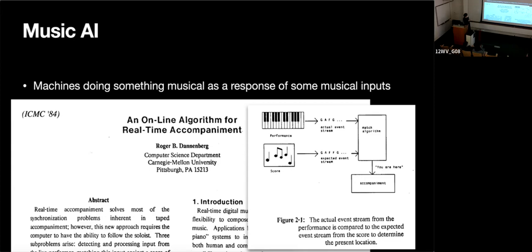It's a machine that does something musical, which is providing the accompaniment as a response to some musical input by us playing something. So I wanted to give you an extreme example where almost nothing else we think constitutes music AI is there, but there is the most important thing, which is the operational definition: doing something musical as a response.